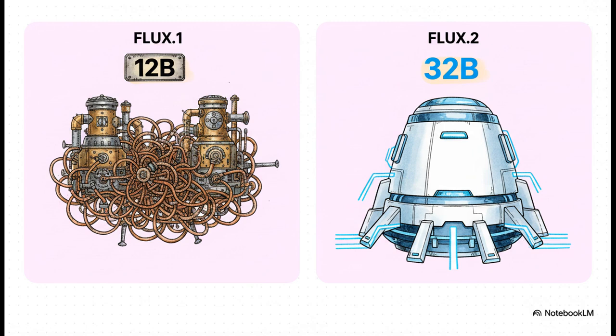Well, FLUX.1 had this kind of complicated setup with 2 different text encoders clocking in at 12 billion parameters. FLUX.2, it just scraps all that. Instead, it uses a single, massive vision language model from Mistral as its new brain, and it scales things up to a crazy 32 billion parameters. So we're not just talking bigger here, we're talking fundamentally smarter architecture.